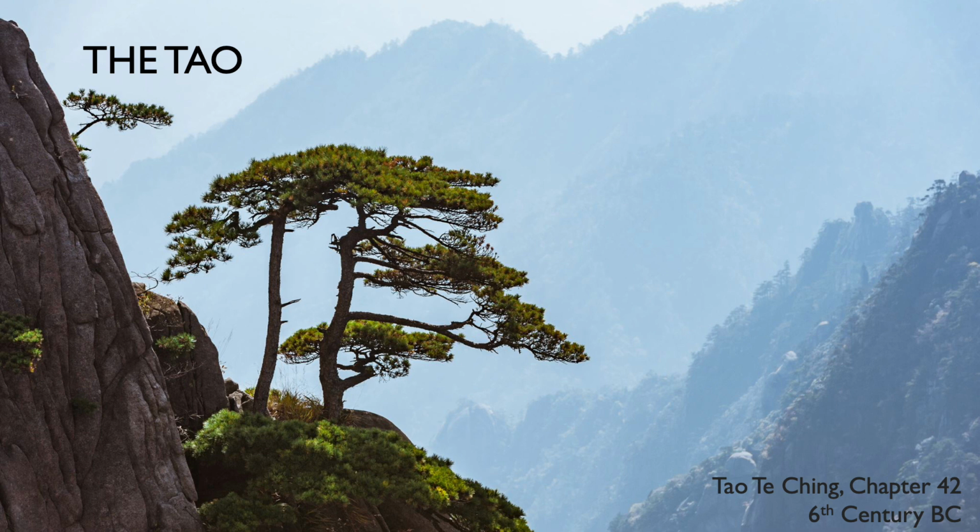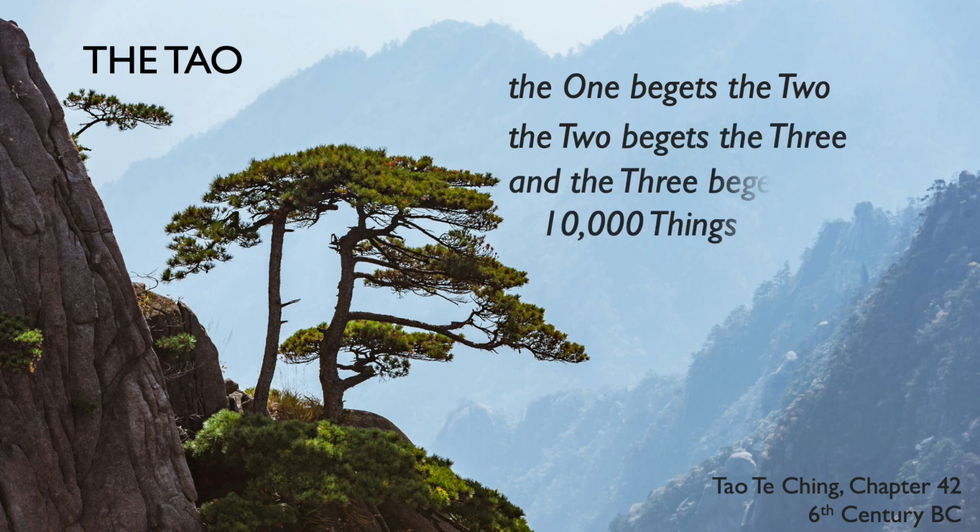It is written in the Tao, the one begets the two begets the three, and the three begets the 10,000 things. What does this mean? And how is it related to embryology? Let's put that thought on the shelf.